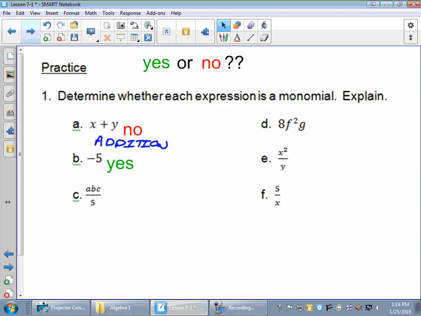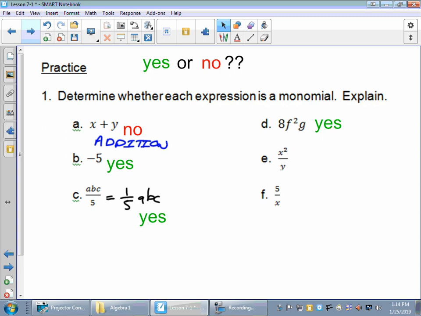How about letter C? We have ABC over 5. Now that looks like division, but remember, because there is no number in the numerator, you could actually write this as 1/5 ABC, which would then make it a product, multiplication of the fraction and the variables, so then we could say yes on that one. Letter D would also be yes, because we've got 2 variables and a number, but there's no addition or subtraction sign, it's just multiplication there, so it would be yes.